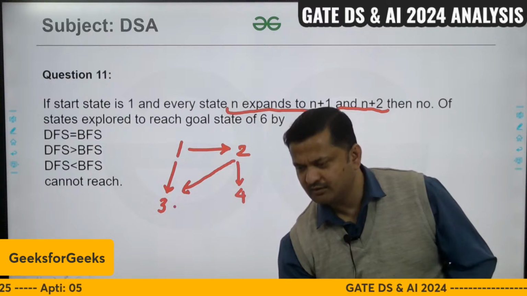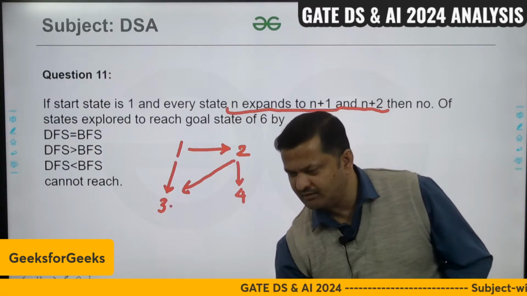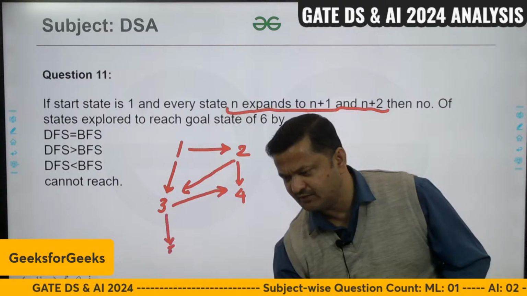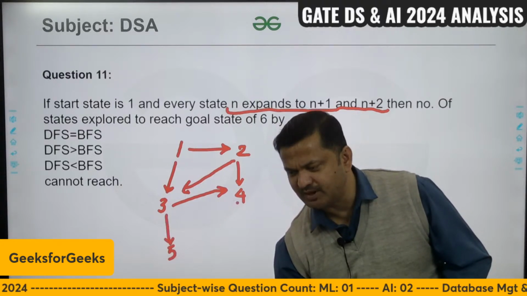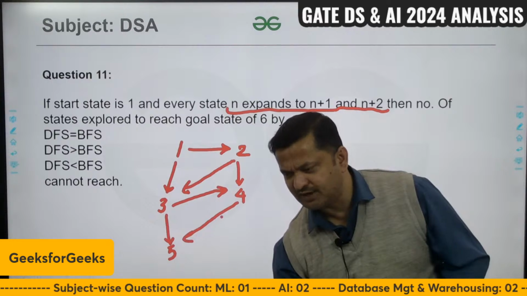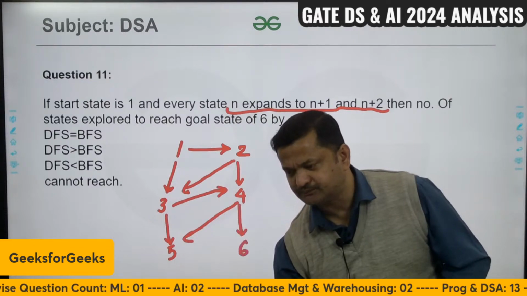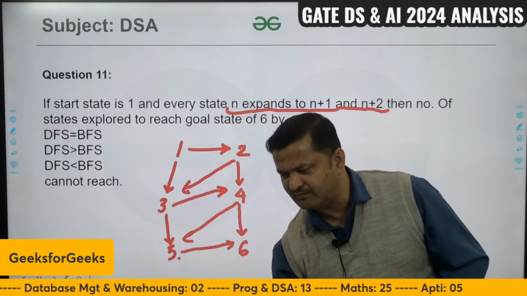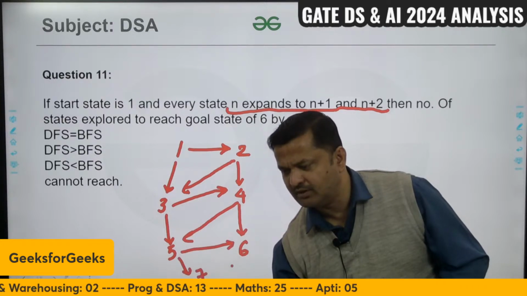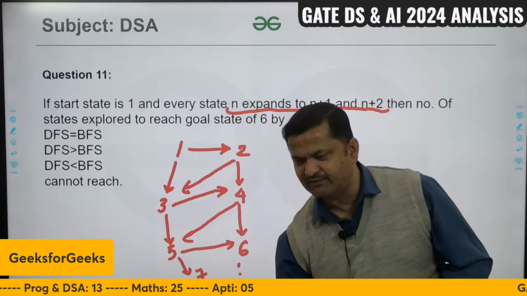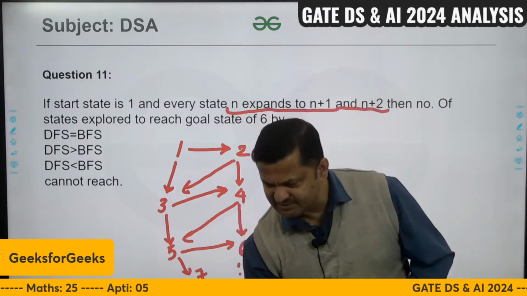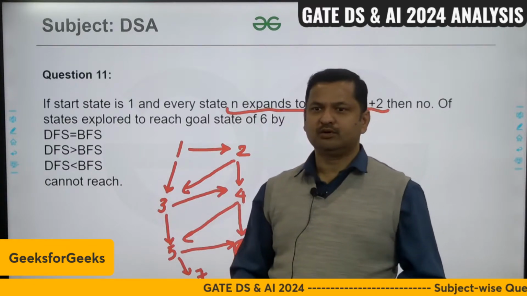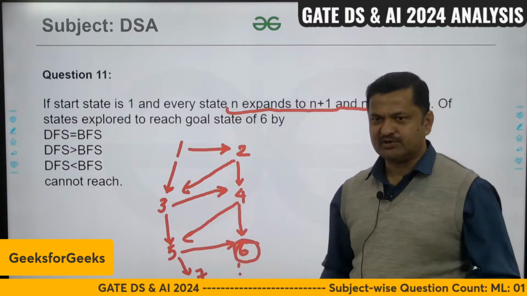All right. Proceed for 3. 3 can expand to 3 plus 1 or 3 plus 2, that is 5. Then 4 can expand to 4 plus 1, that is 5, and 4 plus 2, that is 6. Similarly, 5 can expand to 5 plus 1 and 5 plus 2, that is 7, and definitely it is going to be higher for this particular case. My goal is 6 over here. That means this particular node is the target. 6 is going to be the target in this particular scenario.